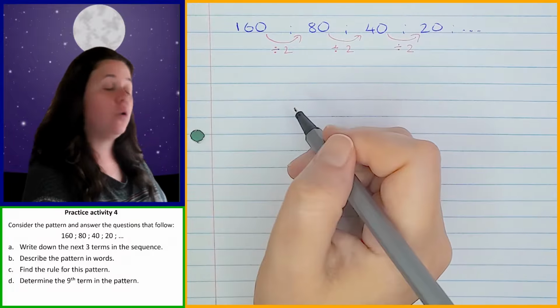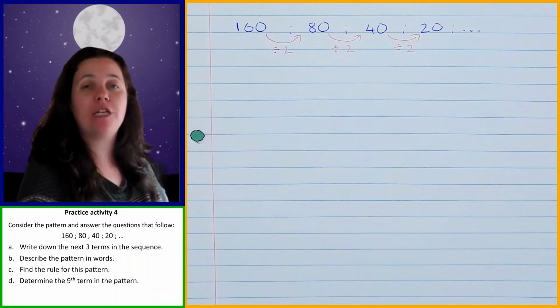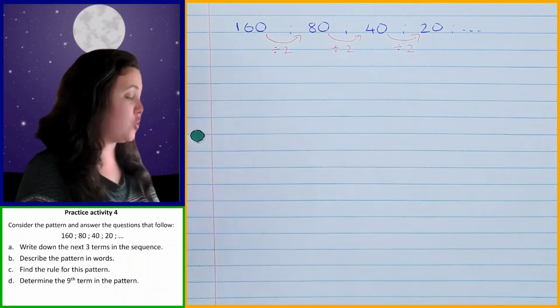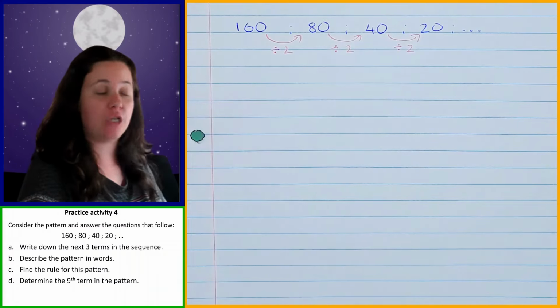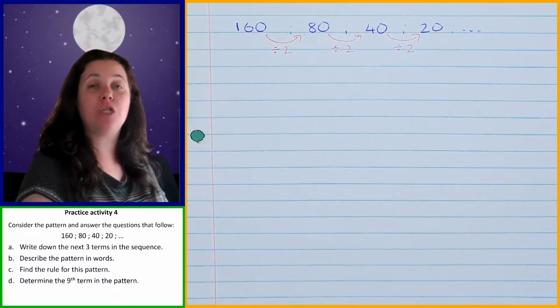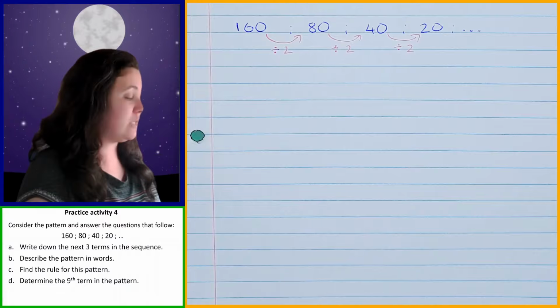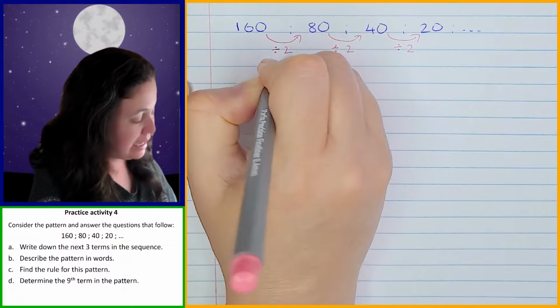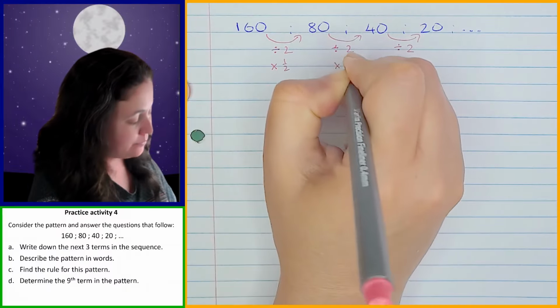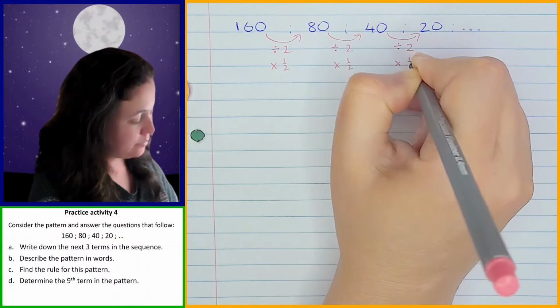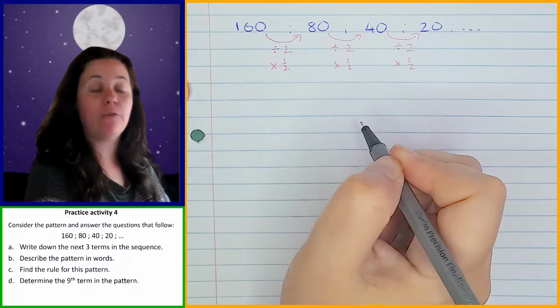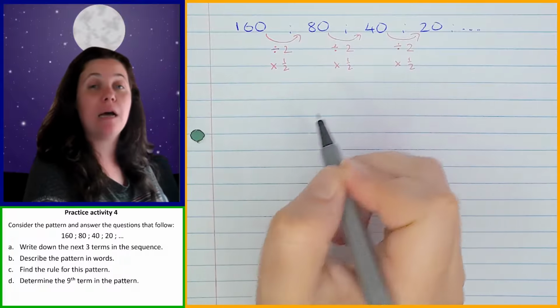Okay, but now remember we said that our constant ratio isn't what you're dividing by. We have to turn this into multiplication. So when we divide by 2, it's the same as multiplying by a half. So this is the same as times a half. So that is what I'm going to be using for my constant ratio, a half.